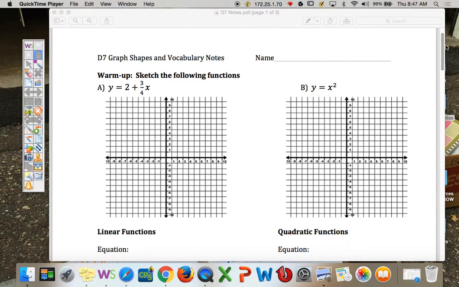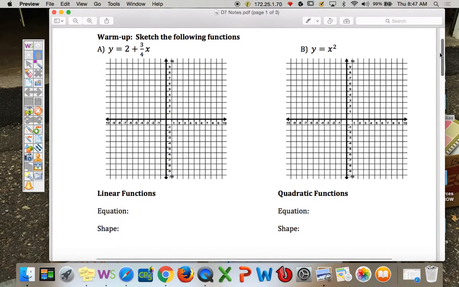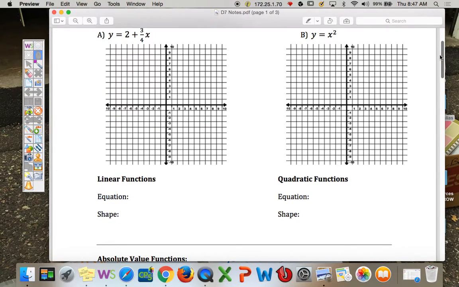Today we're going to look at more graph shapes. We're going to start with review from yesterday. Warm up. Sketch the following functions and let's identify the domain and range.